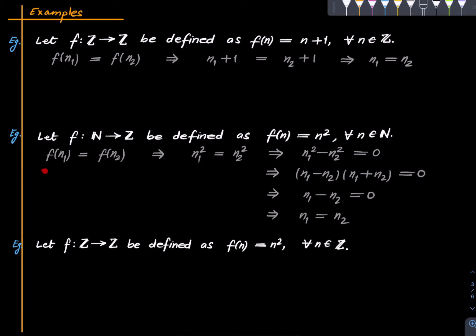So whenever f of n1 is f of n2, we get n1 equals n2, and therefore the function f is injective. However, if we take the function defined from Z to Z, which takes n and spits out the square of the input, then this is not injective simply because f of minus 1 is equal to f of 1. So this is not an injective function.